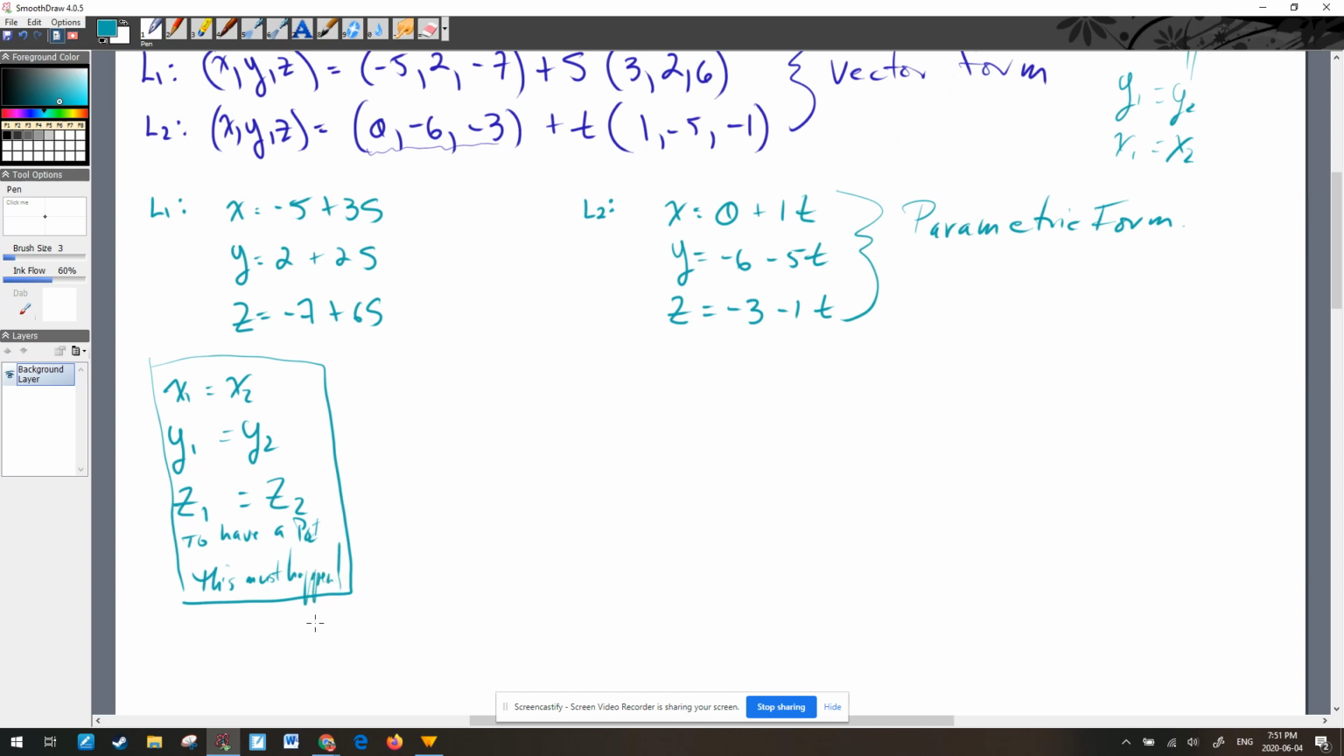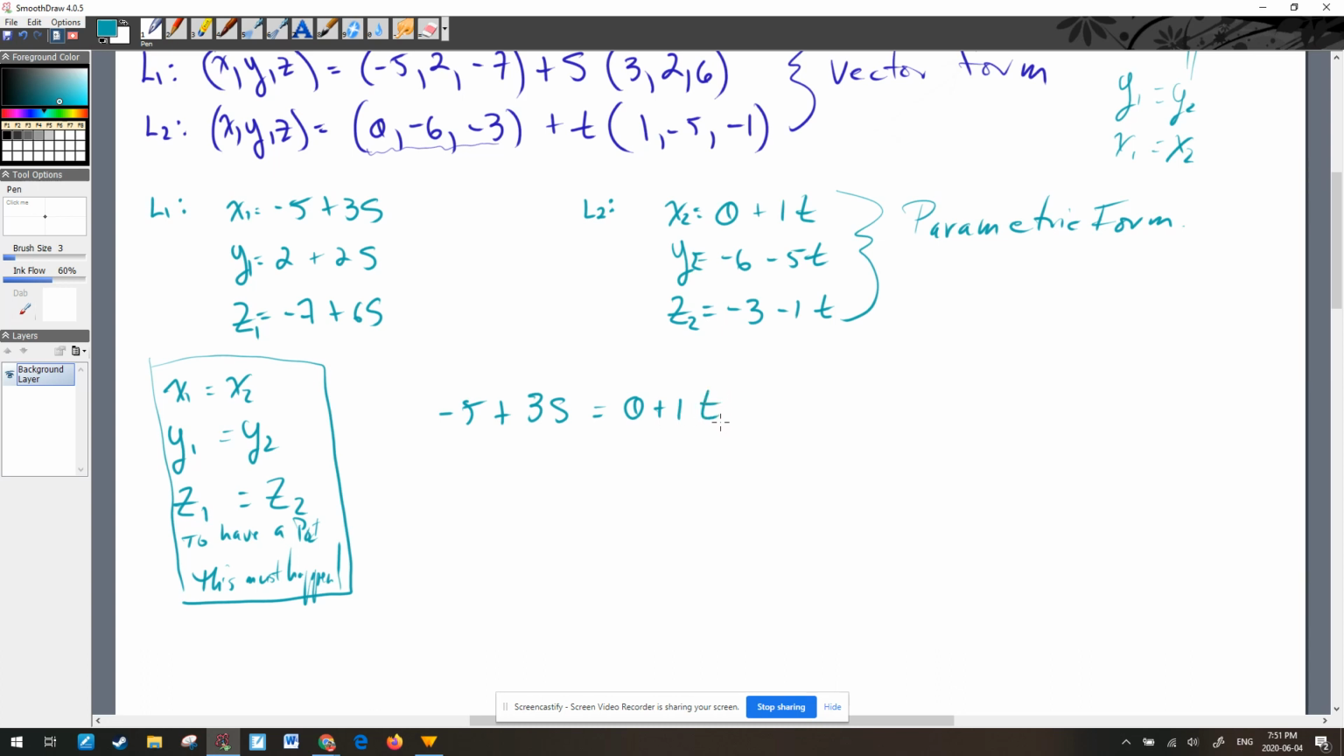We can take that and say this is my x1, y1, z1, and this is my x2, y2, z2. I know that x1 has to equal x2, so this chunk here must equal this chunk here. So we're going to have -5 plus 3s is equal to 0 plus 1t.